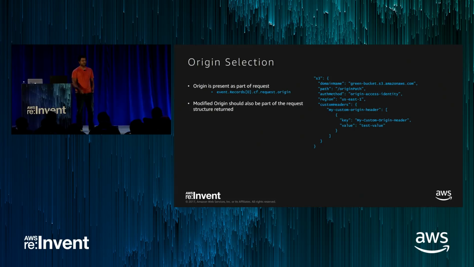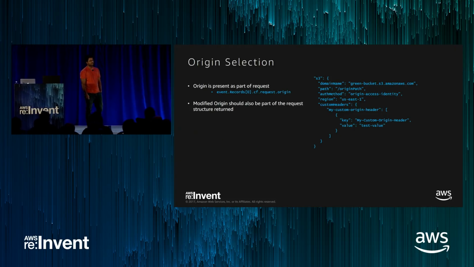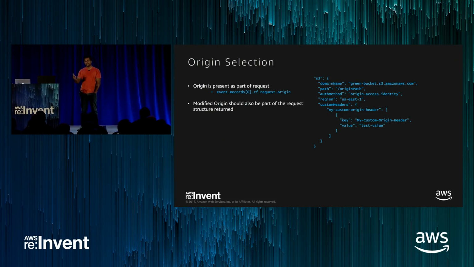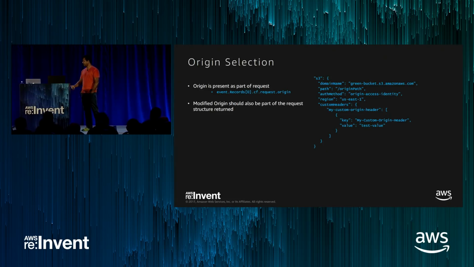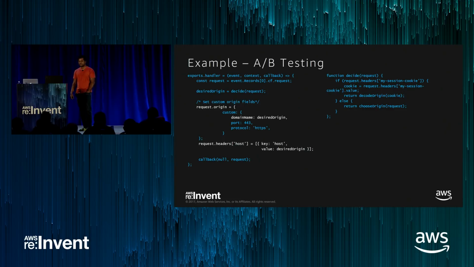And this modified origin should be returned as part of the request that you hand back to CloudFront, and then CloudFront will know what to do with it. It will now make a connection or use an existing connection to this new origin, and will just continue with that request. So like we talked about using a cookie, I'm just showing an example of A/B testing.